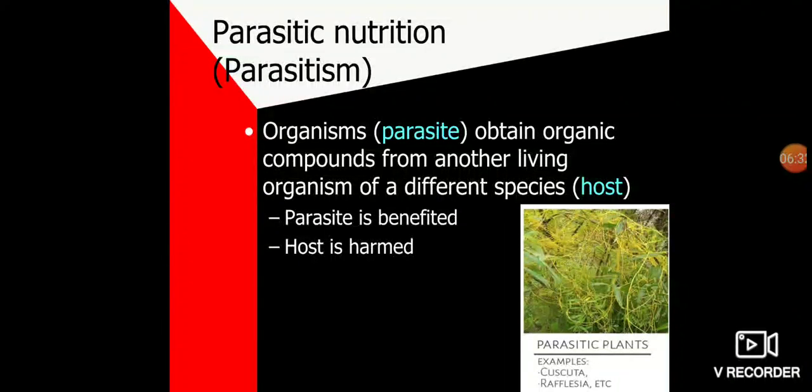A plant which lives on or inside another living organism, which is called the host, and derives the food from it, is called a parasite. Those non-green plants which obtain their food from the living bodies of other plants are called plant parasites. The living organism from whose body food is obtained is called the host of the parasite. Here the host is harmed by the parasite as most of the nutrients are taken by the parasite.